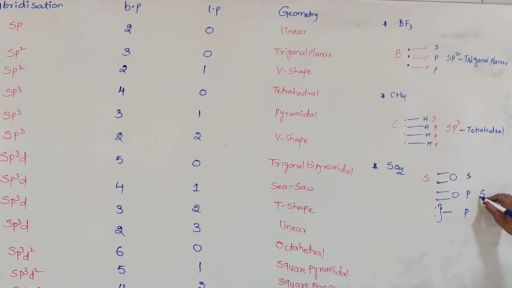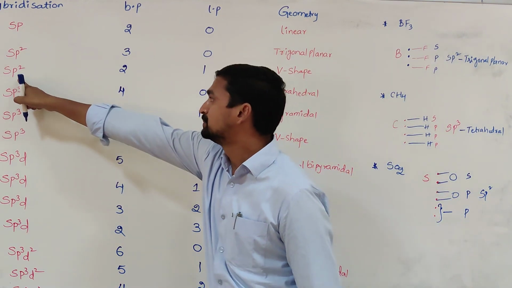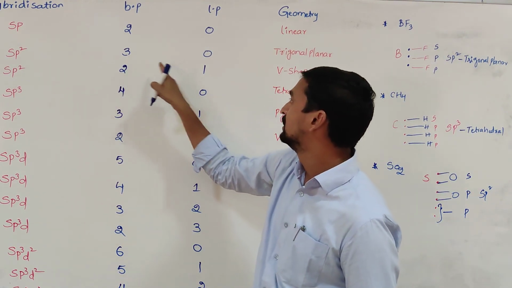sp2 hybridization. How many bond pairs? 1, 2. 2 bond pairs, because a double bond is treated as a single. 2 bond pairs, 1 lone pair, sp2 hybridization.